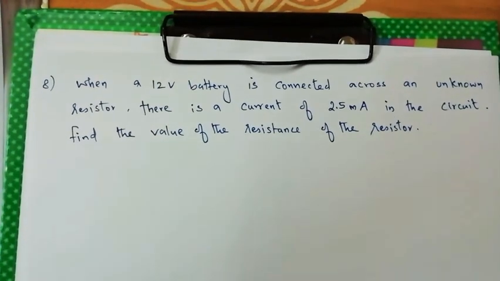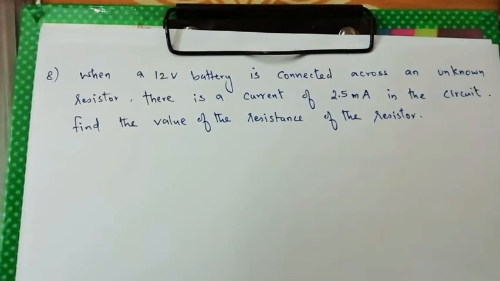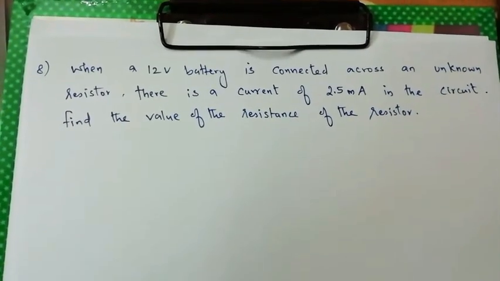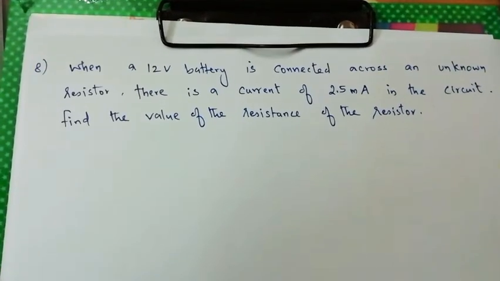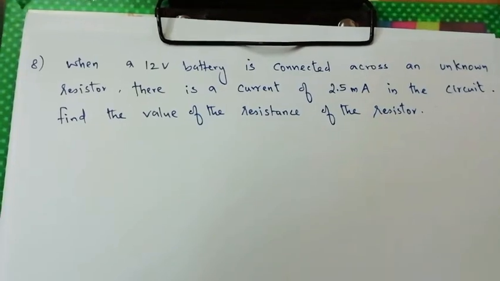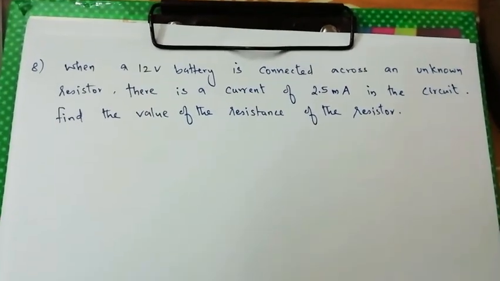Our next question is the 8th question, which is given in your book. When a 12-volt battery is connected across an unknown resistor, there is a current of 2.5 milliampere in a circuit. Find the value of the resistance of the resistor.